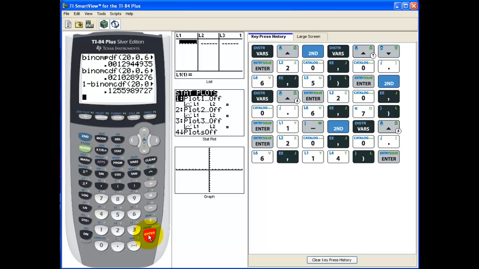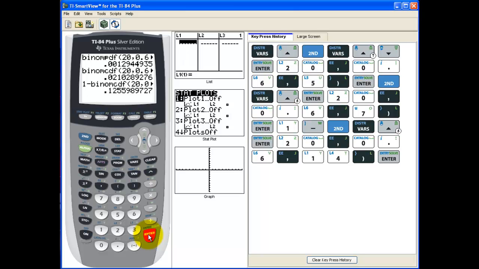Part D says, find the probability that between 8 and 12 users inclusive watch online video content at least once per week. The best way to pull this off would be to use the binomial CDF, and we want to do two separate calculations and take the difference. So we're going to calculate the probability that x is less than or equal to 12, and then from that we're going to subtract the probability that x is less than or equal to 7.